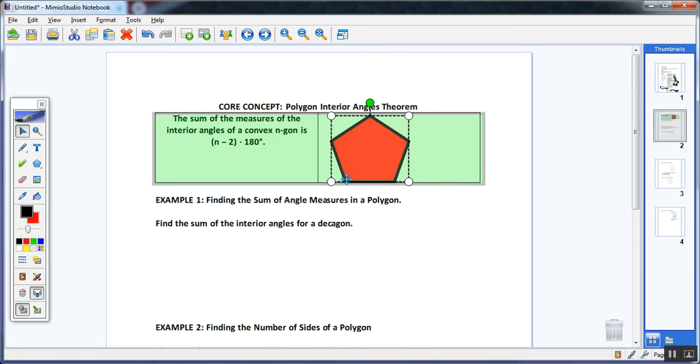Right? So let's just talk real quickly. There's a core concept up here that says, what's the name of the theorem, kids? Polygon interior angles theorem right here. Very important. Okay, what does this mean? This theorem says the sum of the measures of the, and I'm going to underline the word, am I inside or outside of this? Inside. Of a convex n-gon, I'm going to tell you this right here. N represents the number of sides here.